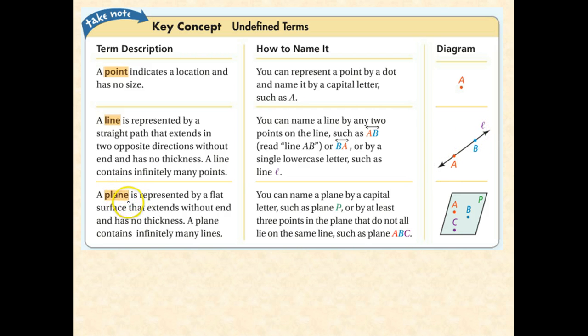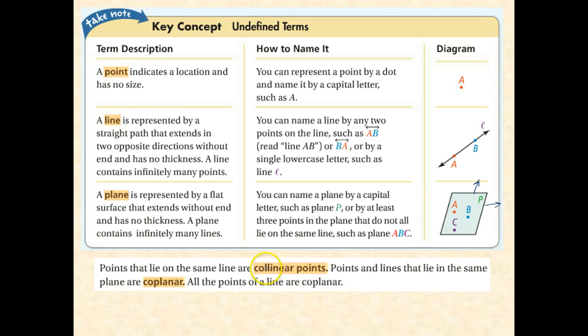A plane is represented by a flat surface that extends without end and has no thickness. A plane contains infinitely many lines. So this is how we draw a plane. This is how we draw a 7 on the plane. And this is how I erase the 7 that I accidentally drew on the plane. So you can name a plane by a capital letter. They usually throw it in the corner of this drawing that represents the plane that goes on infinitely in every direction. Or you can call it by 3 points, like plane ABC.